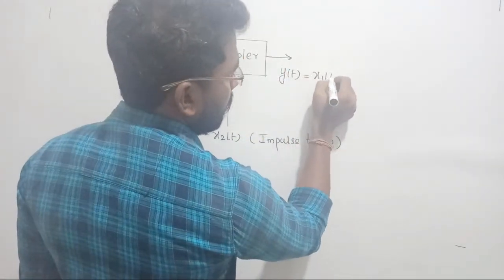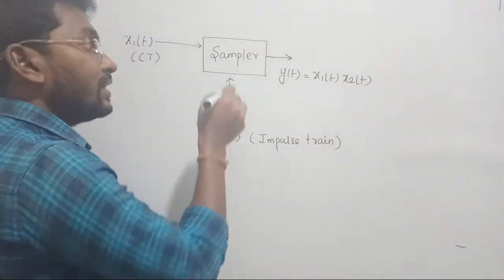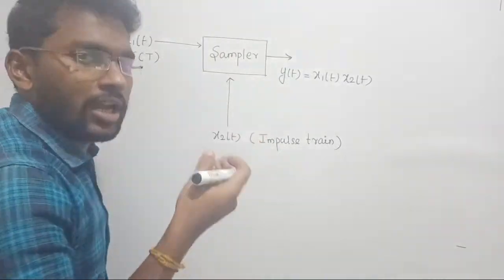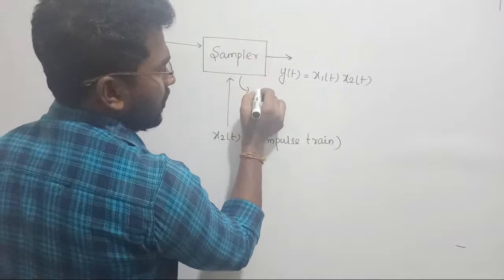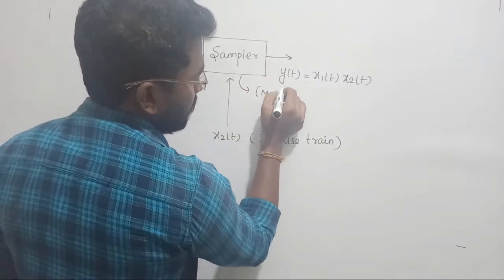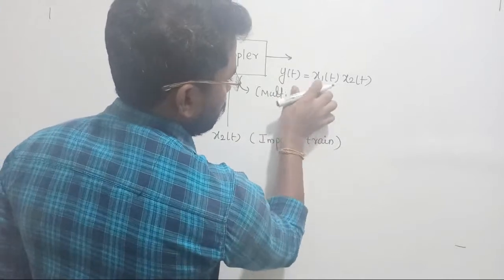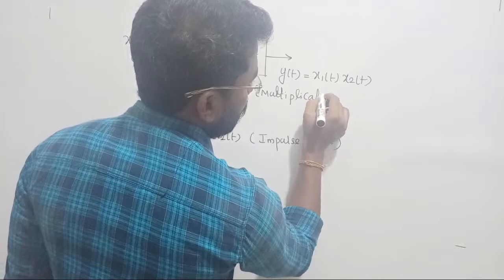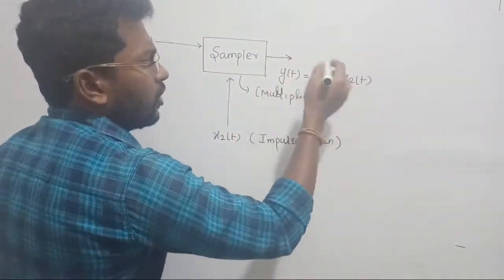We are designing the sampler in such a way that it performs the multiplication process. Actually, it will act as a multiplier. Indirectly, we can say the operation that we are performing in the sampler is called multiplication. Then we can take the output now.